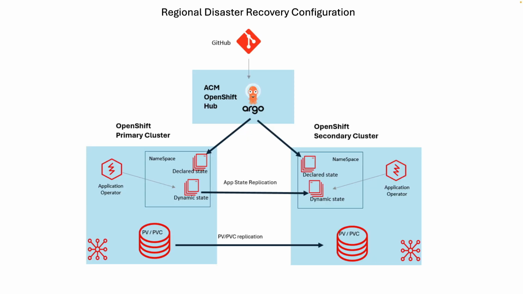To start with, let's look at the configuration that supports this solution. There are 3 OpenShift clusters. The top is called the hub. This is where Advanced Cluster Management would be installed. The primary cluster and the secondary cluster are managed by Advanced Cluster Management.